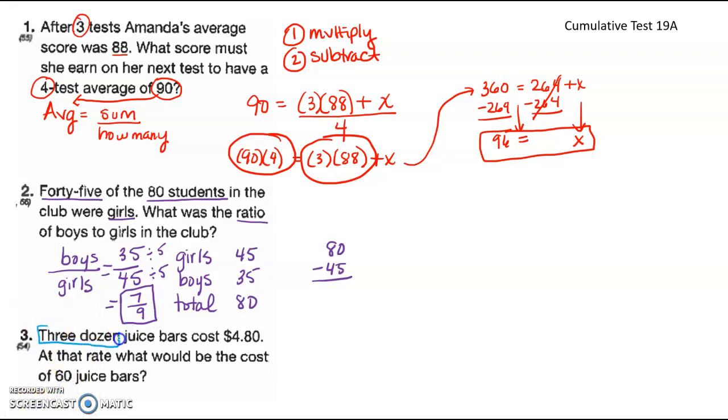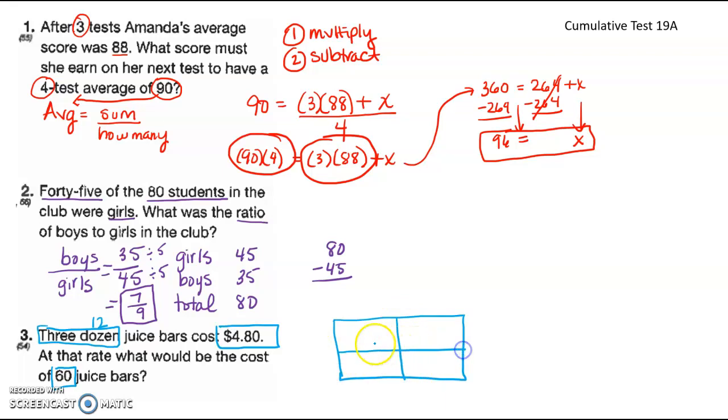All right, 3 dozen juice bars. So a dozen is 12. Cost $4.80. At that rate, what would be the cost of 60? So we're going to do a case 1, case 2 ratio box. And I'm going to do dollars and bars. Okay, so case 1, case 2, it says that there are 3 dozen. So 3 dozen is 36 bars for $4.80. And I want to know the cost for 60 bars. So here's my ratio box.